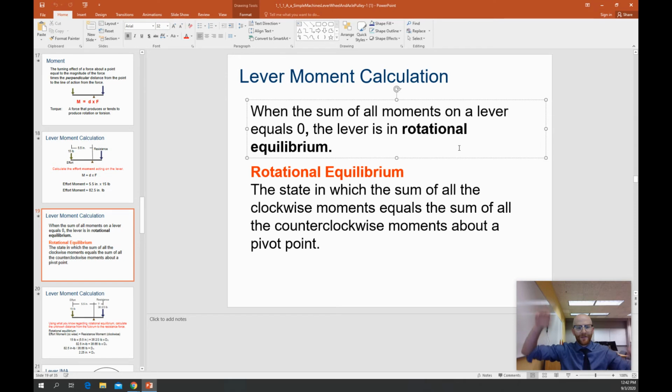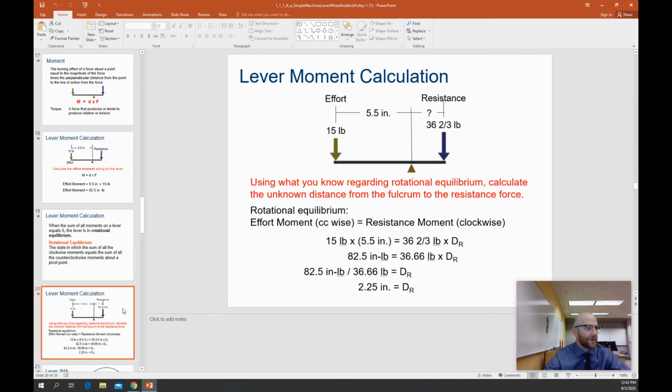Right? This makes sense. Like a classic cartoon playground. Big kid on this side of the teeter-totter, little kid on this side of the teeter-totter, right? If those kids are equal, the forces are no longer moving up or down. They're going to equal 0, and you're at rotational equilibrium. It's not moving counterclockwise or clockwise.